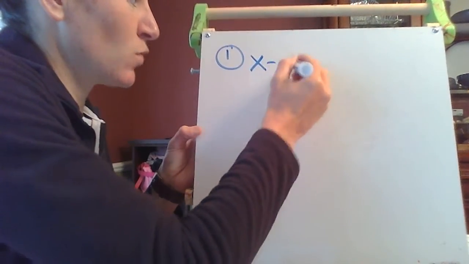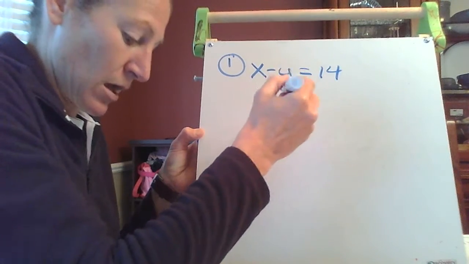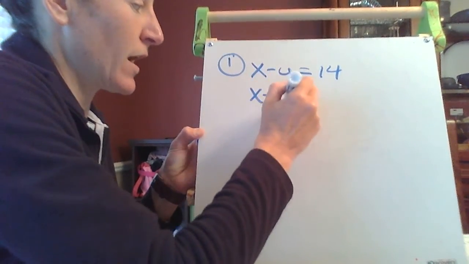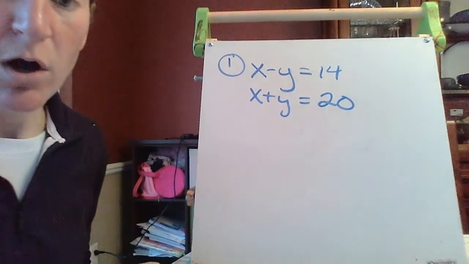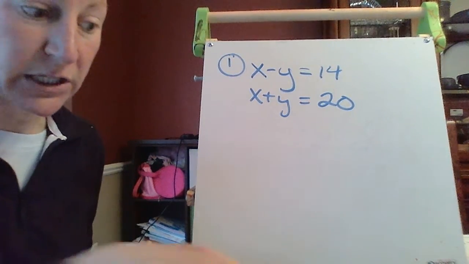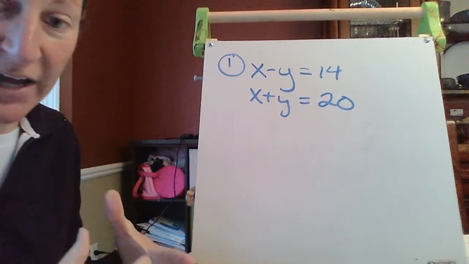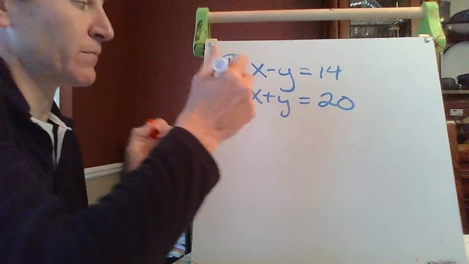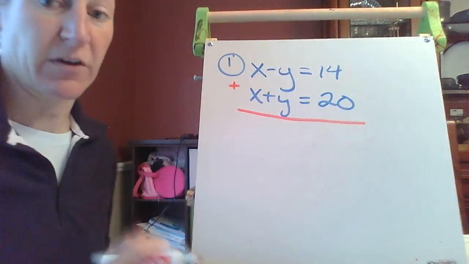x minus y equals 14. x plus y equals 20. Now, we are adding vertically when we do this. So you want to have your variables lined up so that the x's and the y's are all lined up vertically. Because when I add, my goal is to cancel one of the variables out.